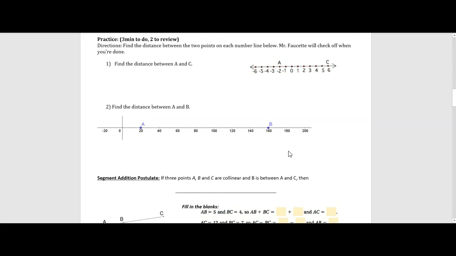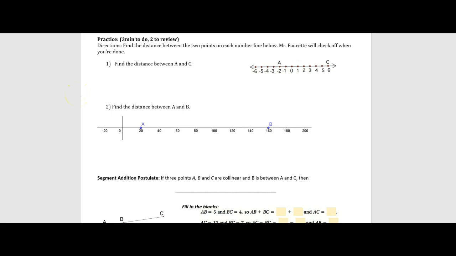So for number 1, it says find the distance between A and C, and for number 2, it says find the distance between A and B. So pause the video, take a shot at finding that. I would encourage you to use the absolute value formula rather than just try to count, and then come back and see if you're right.